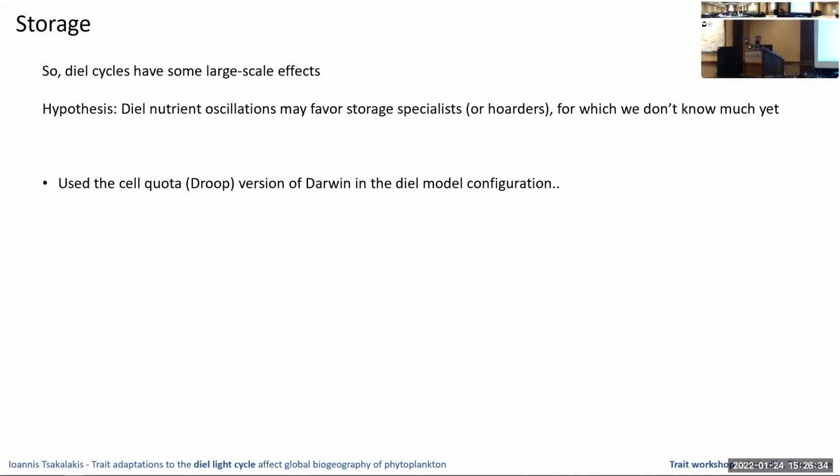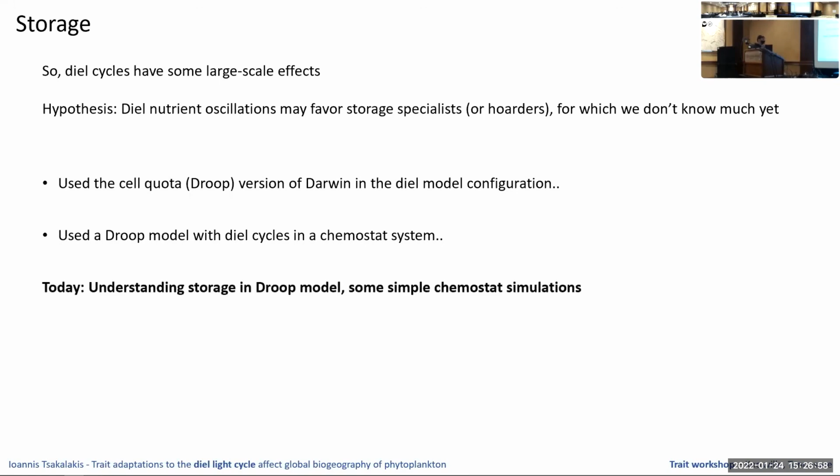However, the results were a bit complicated. I couldn't get a clear picture out of it. And the same happened when I used a simple group model in a chemostat system, in the simplest model with some species competing, some of them having storage, some of them not. So today, I'm going to just talk to you about trying to understand the group model and how storage could be implemented, and some simple chemostat simulations.